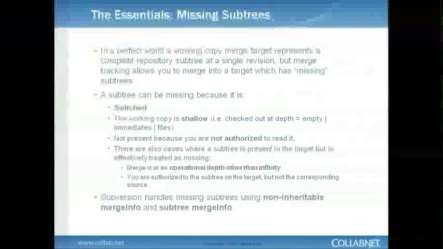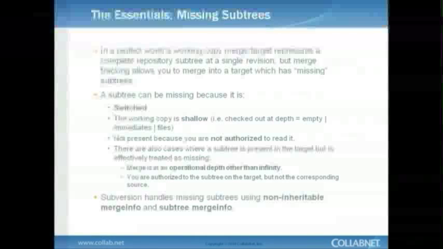But assuming merge tracking has taken place, merge info will be recorded describing the merge on the root of the target, as it always is. This is a problem because these missing subtrees cannot inherit that merge info. To avoid this, merge tracking uses non-inheritable merge info and subtree merge info to isolate the missing subtrees so they don't inherit the root's new merge info that gets set by the merge.